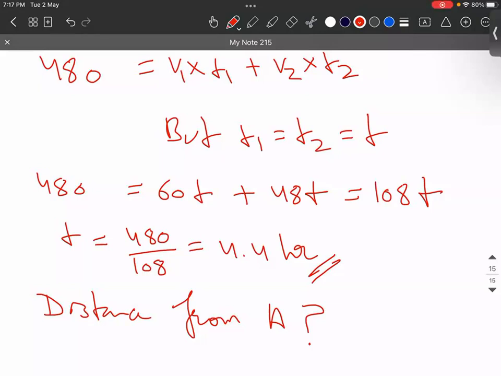How do you know distance is equal to what? Speed into time. What is speed? We had calculated it before: 60 kilometers per hour. And that we multiply into time. What is the time? 4.4 hours. So this is very direct, just these two numbers.